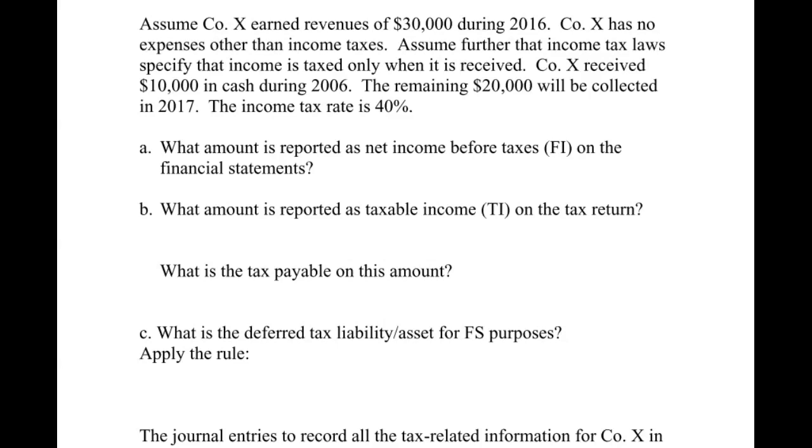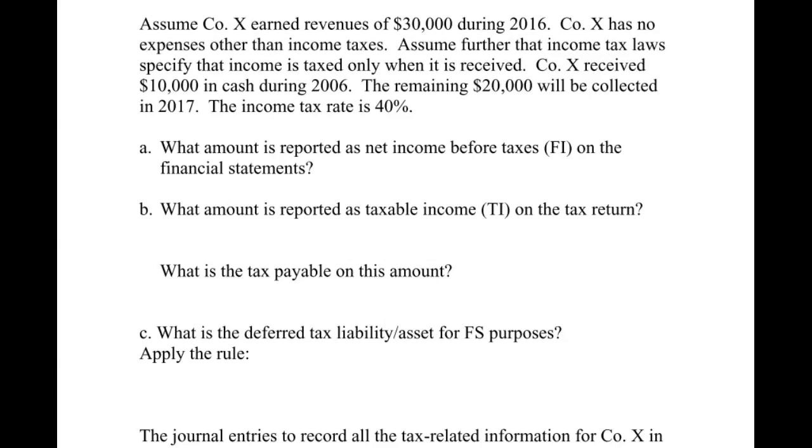All right, so we got a company. They earned revenues of $30,000 during 2016. They have no other expenses other than income taxes, so maybe not realistic, but just trying to keep things simple for this first example. Assume further that income tax laws specify that income is taxed only when it is received, meaning when the cash actually changes hands. So they received $10,000 in cash during 2016, and the remaining $20,000 will be collected in 2017. So think of that remaining $20,000 as just some sort of receivable that we'll collect later. The income tax rate is 40%.